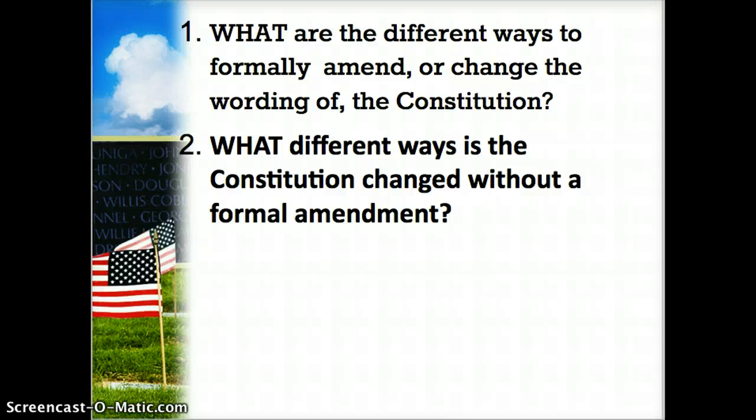So our goal is to understand what the different ways are to formally amend or change the wording of the Constitution. And then also what different ways is the Constitution changed without a formal amendment, without actually changing the wording of the Constitution. So by the end of this, you should be able to explain how we formally and informally amend the Constitution.